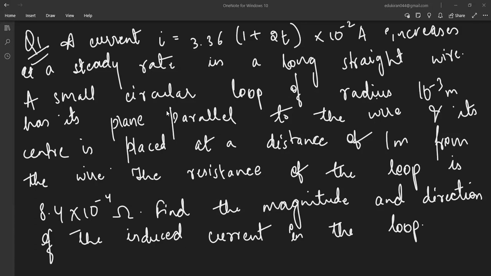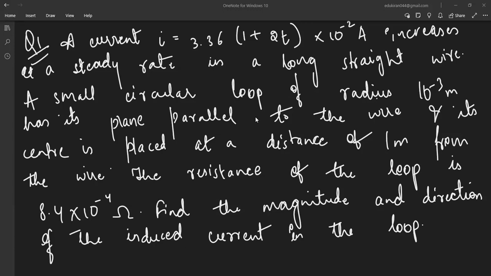Magnitude and direction you have to find out of the induced current in the loop. See, this is a little lengthy question. It says that a current 3.36(1 plus 2t) into 10 to the power minus 2 amperes increases at a steady rate in a long straight wire. A small circular loop of radius 10 to the power minus 3 meters has its plane parallel to the wire and its center is placed at a distance of 1 meter from the wire.